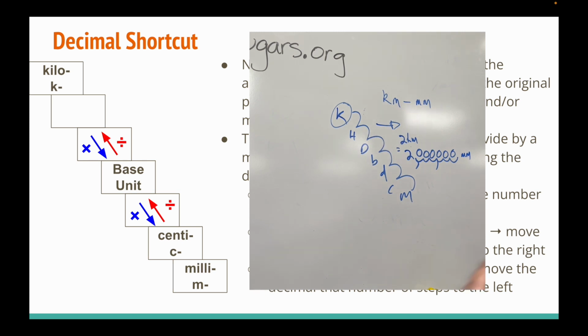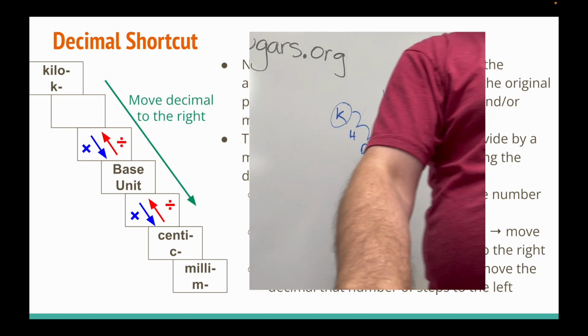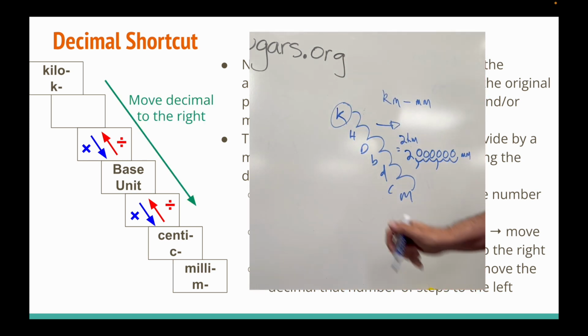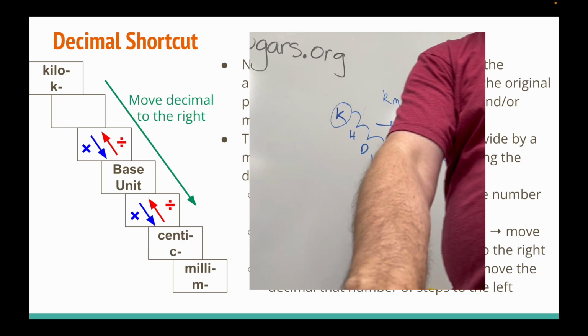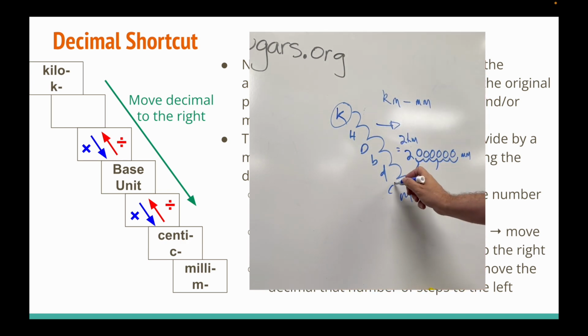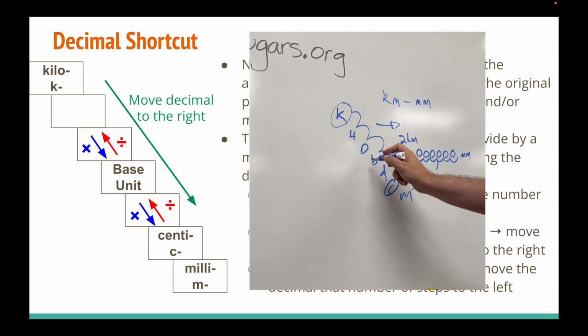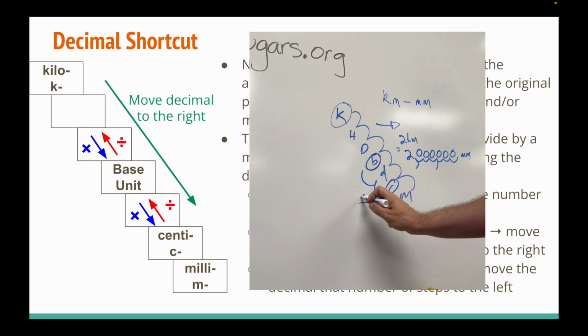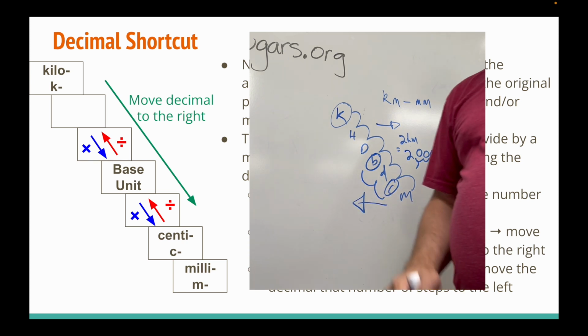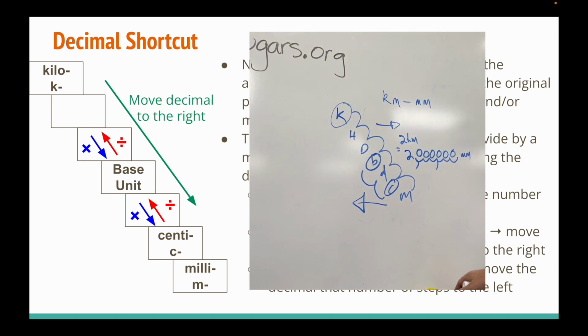Okay, so that's what we're going to do. So if it goes down the staircase, we're actually moving to the right. We're going to move the decimal to the right. But if we start here and we go to the base unit, our meters, which way are we going? We're going 1, 2, up the staircase, but which way did I go? I went to the left, so I'm going to move the decimal to the left. Okay, so we're going to practice this.